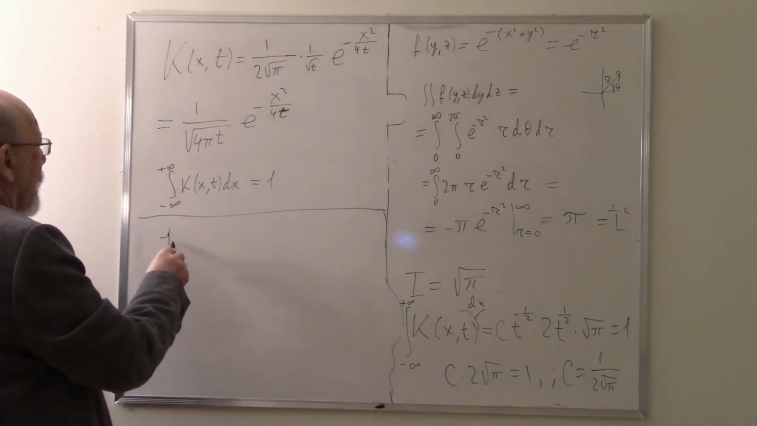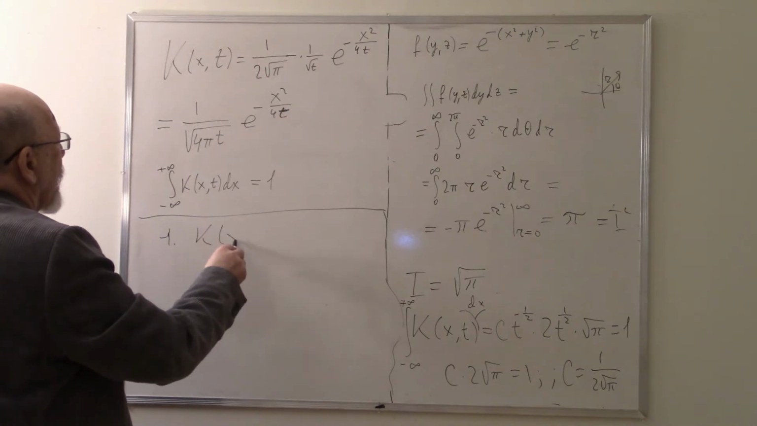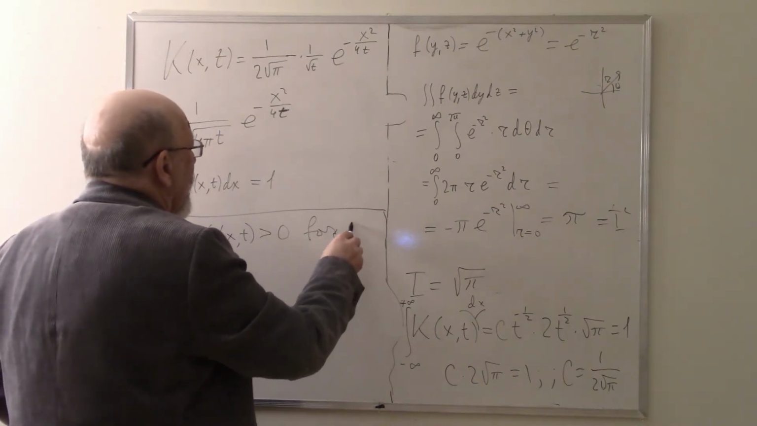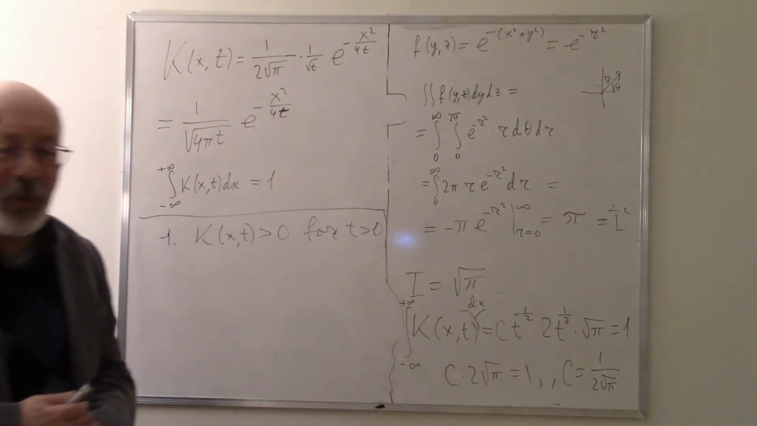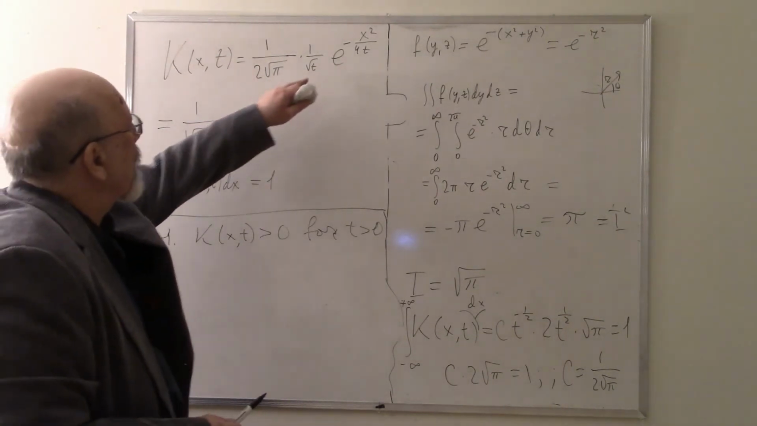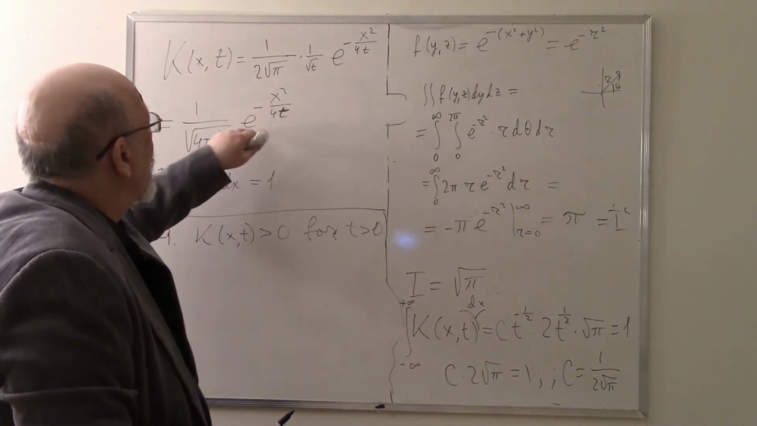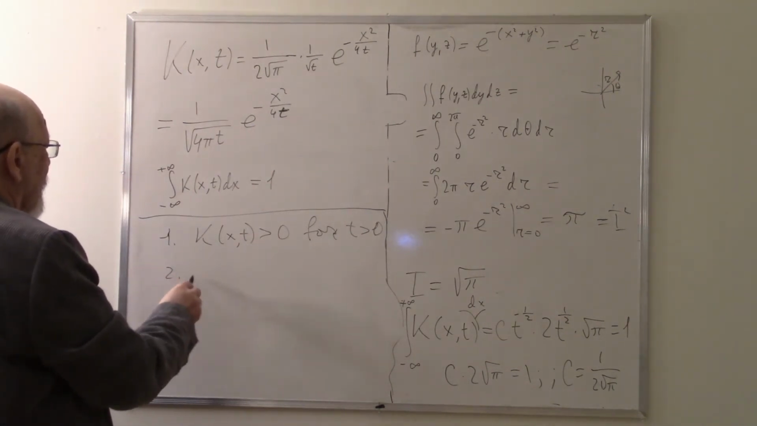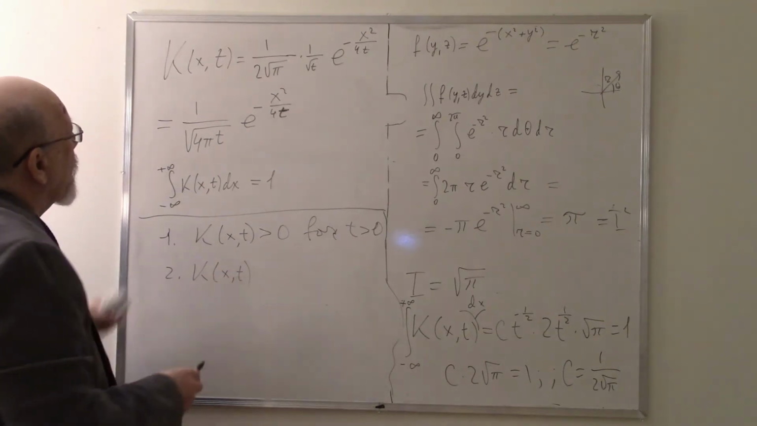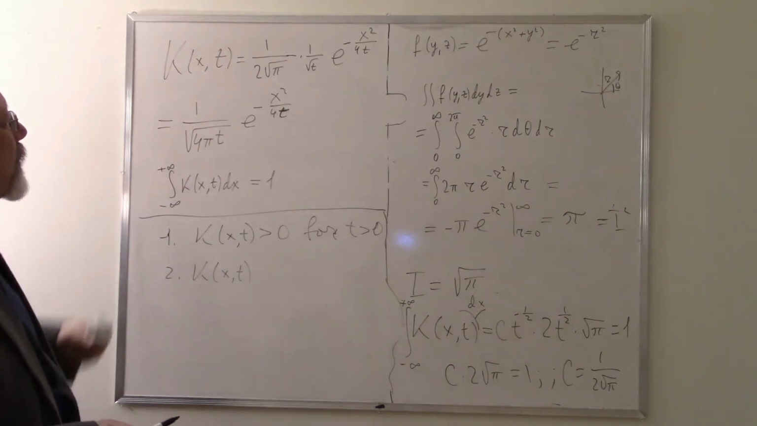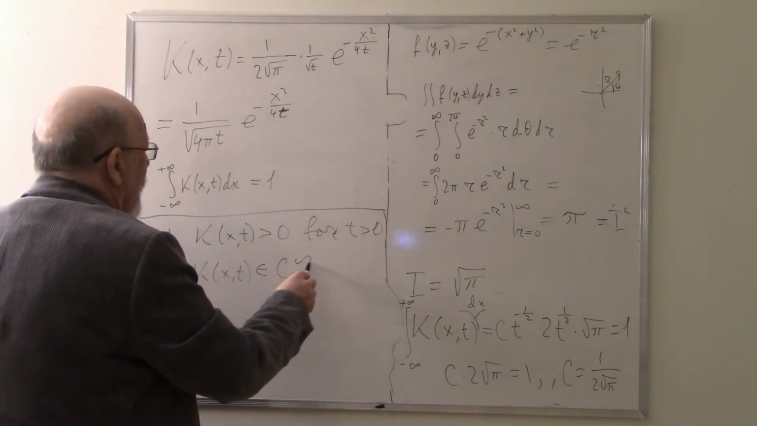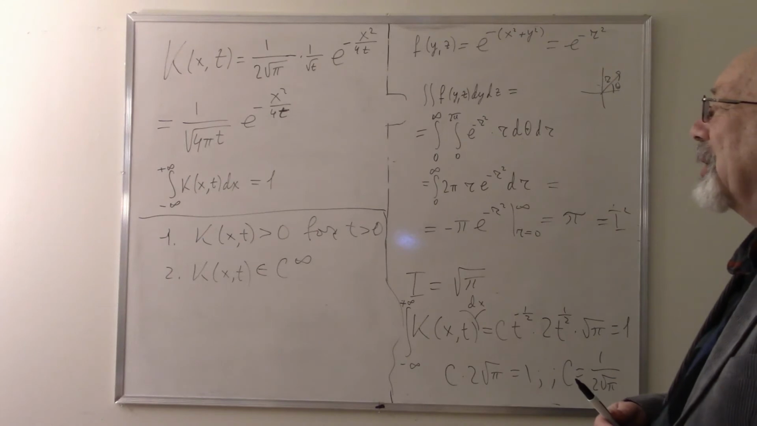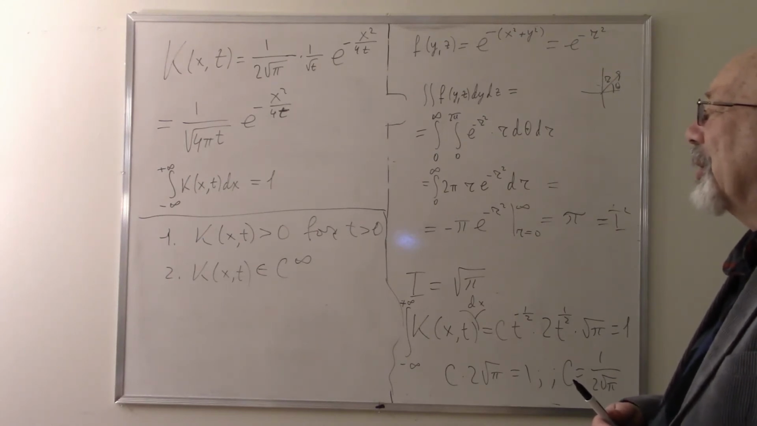First thing is that k of x,t is strictly positive for positive t, because this function is an exponent of something, and an exponent is always positive. Second, k of x,t is defined by this formula, so it is an infinitely many times differentiable function. In fact, it is even an analytic function, but for now it is a very good smooth function.